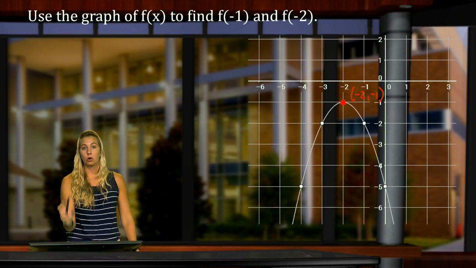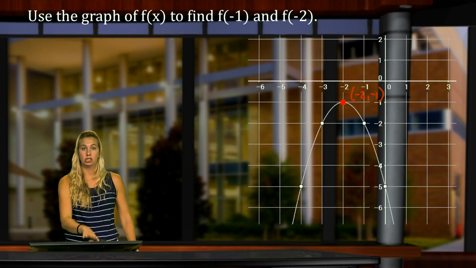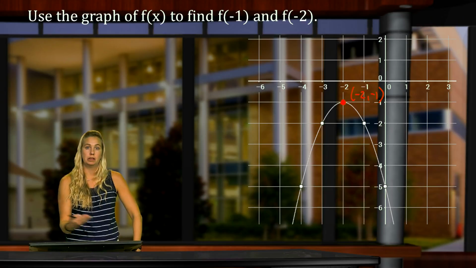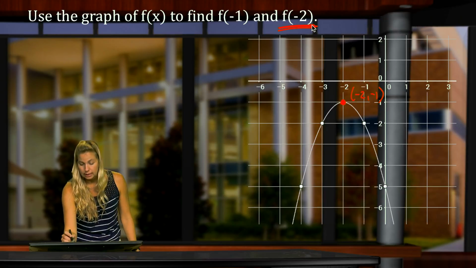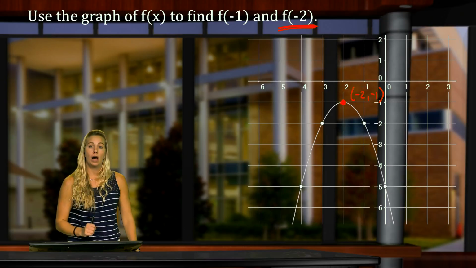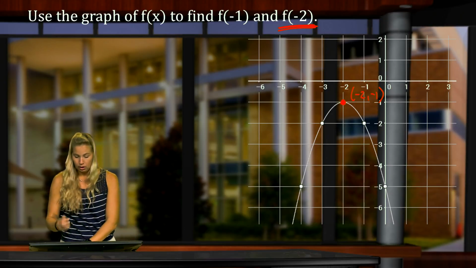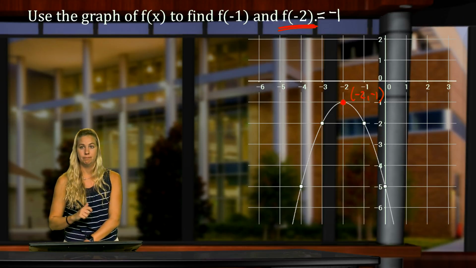Again, the ordered pair is not the answer. I get this all the time when students get asked this question, find f of -2. They just want to put the ordered pair -2, -1, and that's only halfway there. We want to understand what this is actually indicating, that f of -2 represents just a y value. So the answer for f of -2 is -1.